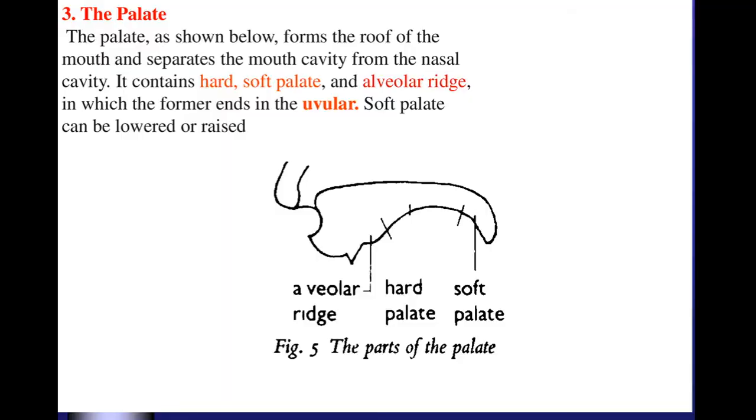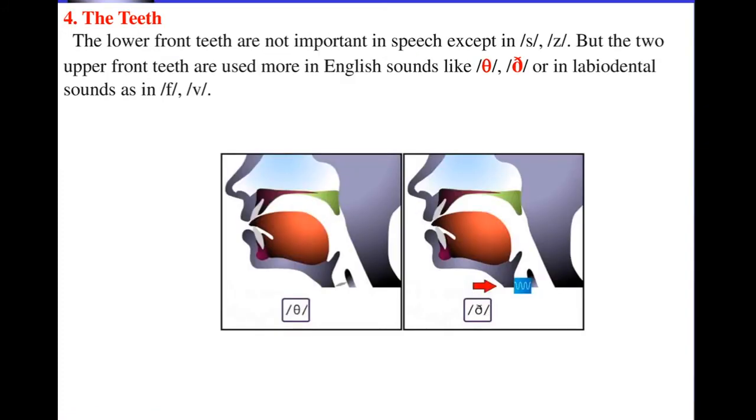The palate. The palate forms the roof of the mouth and separates the mouth cavity from the nasal cavity. It contains the alveolar ridge behind the upper front teeth. We can produce alveolar sounds like t, d, s, z, n, l, and r. The hard palate in the middle with different ridges. Soft palate, which can be lowered and raised when producing nasal sounds and oral sounds, and the alveolar ridge, in which the former ends in uvula.